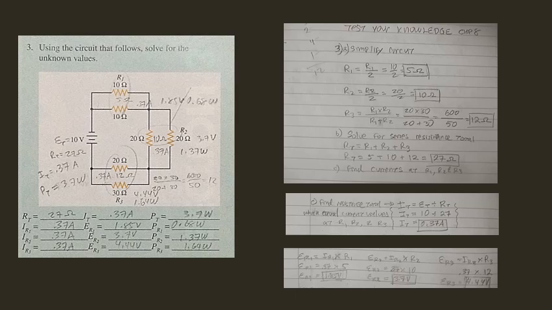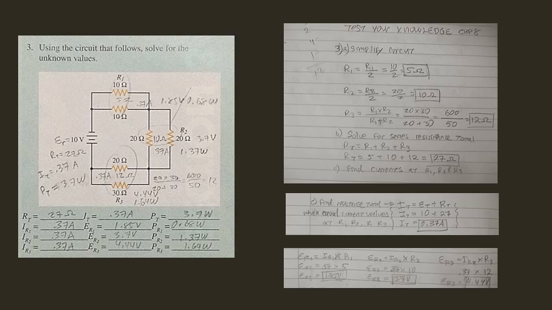Question 3. Using the circuit that follows, solve for the unknown values. This type of circuit is familiar since we worked on one that's almost identical on a previous problem, but we'll follow this one along since there may be a few differences. Again, we are solving for the unknown values, which are on the lower left side of your screen. They have already been filled in, but we'll work the computations so you can see how we found those.